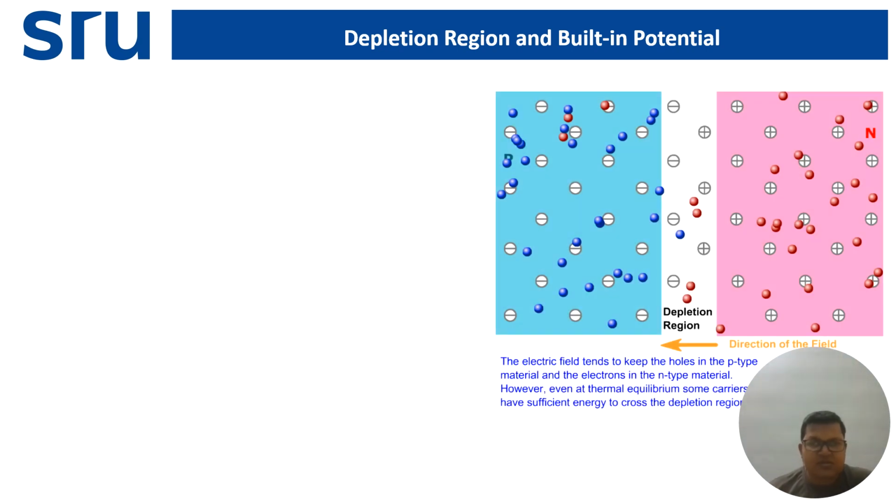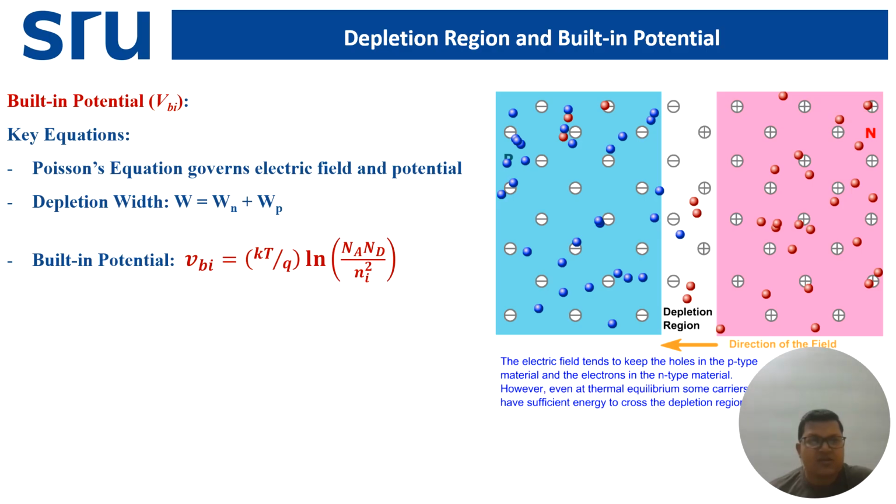Now the electric field tends to keep the holes in the p-type material and the electrons in the n-type material. However, even at thermal equilibrium, some carriers have sufficient energy to cross the depletion region. Okay, so this is the built-in potential.